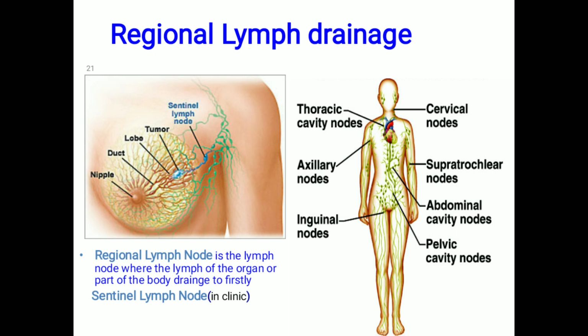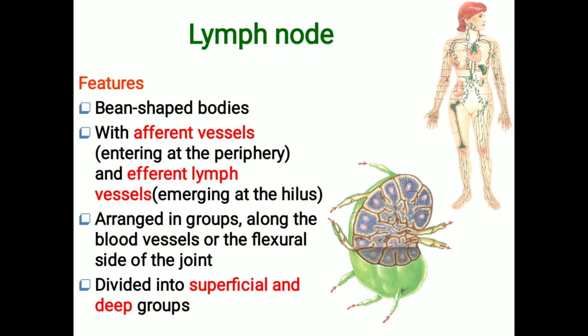Can you see the breast region? You can see here the regional lymph nodes, where the region drains. A regional lymph node is a lymph node where the lymph of an organ or region drains. There are different nodes you are looking at: axillary nodes, inguinal nodes, thoracic nodes.